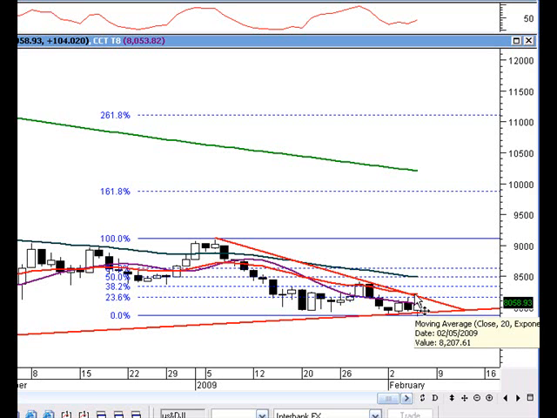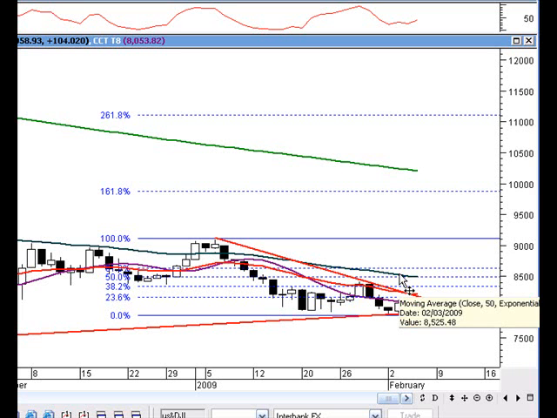We do have the 20-period moving average at 8207, 150 points away from that. We have the 50-period moving average right at, let's see, right here. It looks like about 8500, right on 8500, and that is the 50% retracement also.